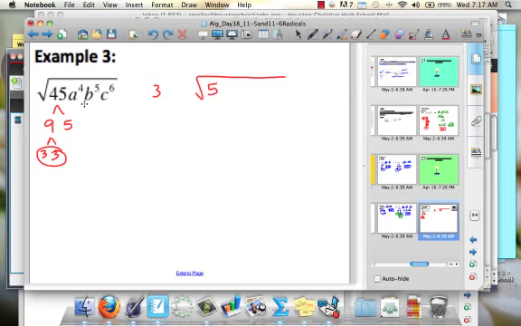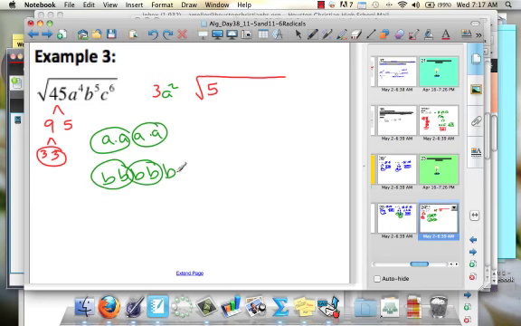Now let's look at the a's. Well, a to the 4th is a times a times a times a, which has 2 sets of twins, so a squared comes out. Another way we can think about it is this is a radical with an index of 2, so 4 divided by 2 is a squared, right? B to the 5 is b times b times b times b times b. So here's 1, and there's the leftover, so the leftover comes in here. B squared stays out here.